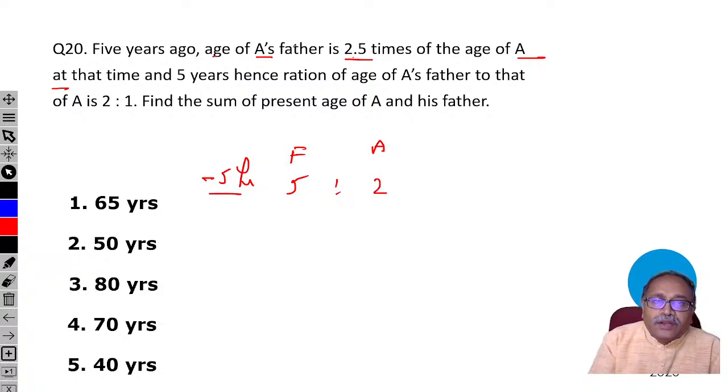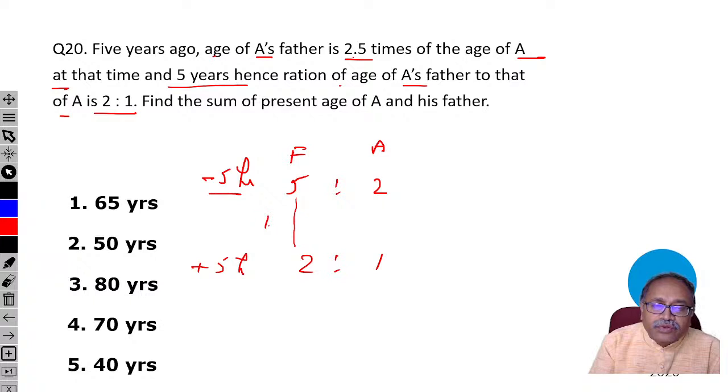ఓకే ఫైన్. దాని తర్వాత ఏంటి ఇచ్చారు 5 years hence the ratio of the age of A's father to that of A is 2:1 after 5 years. మళ్ళీ రేషియో 2:1 అని ఇచ్చారు. సో ఈ రేషియోకి గ్యాప్ ఎంత ఉన్నది 10 years గ్యాప్ ఉంది. ఇక్కడ కూడా 10 years గ్యాప్ ఉన్నది.